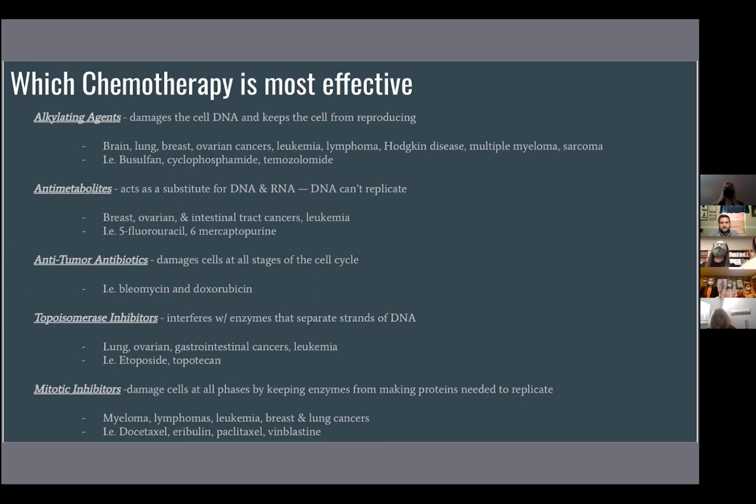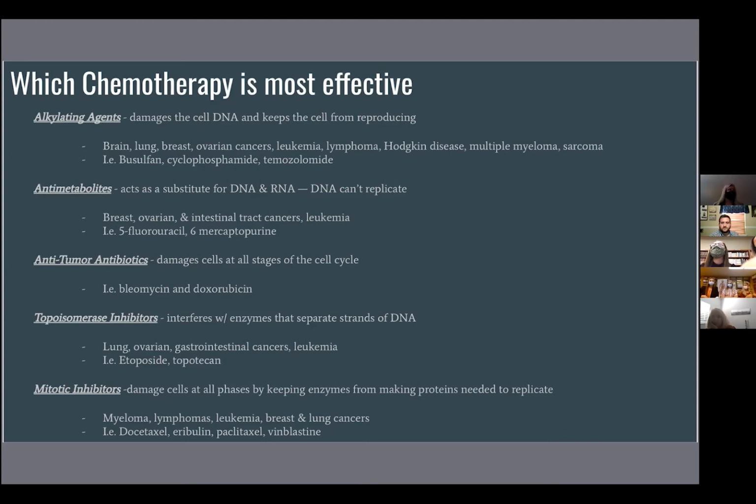The next type is anti-metabolites. These act as a substitute for DNA and RNA when the DNA cannot replicate because of the cancer. This works for breast, ovarian, and intestinal tract cancers, as well as leukemia. Examples of this would be 5-fluorouracil and 6-mercaptopurine. Next, we have anti-tumor antibiotics. It damages cells at all stages of the cell cycle.